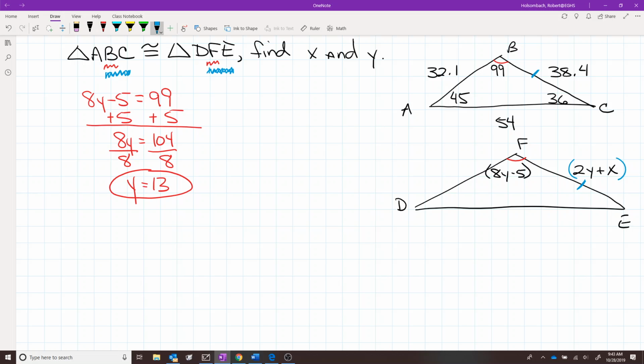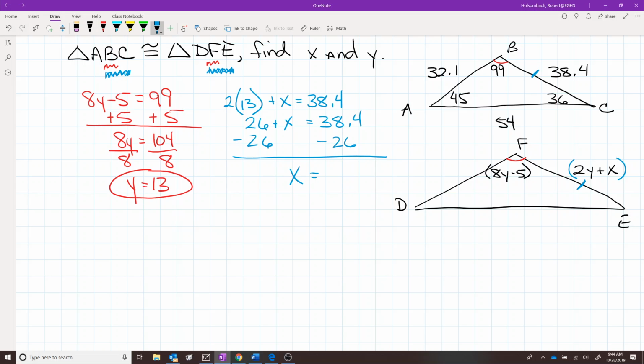So you can write another equation to solve for x. Alright, your 2y plus x is going to be equal to 38.4. But you already know what y equals. So you can do 2 times 13 plus x is equal to 38.4. So 26 plus x equals 38.4. and you can subtract 26 from each side. So your x equals 12.4.